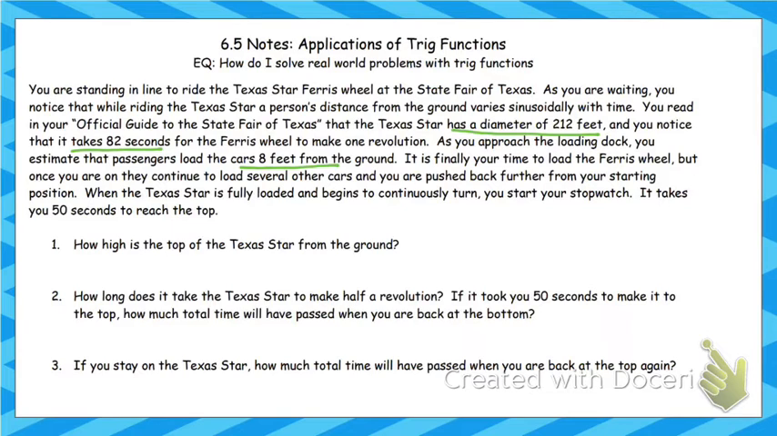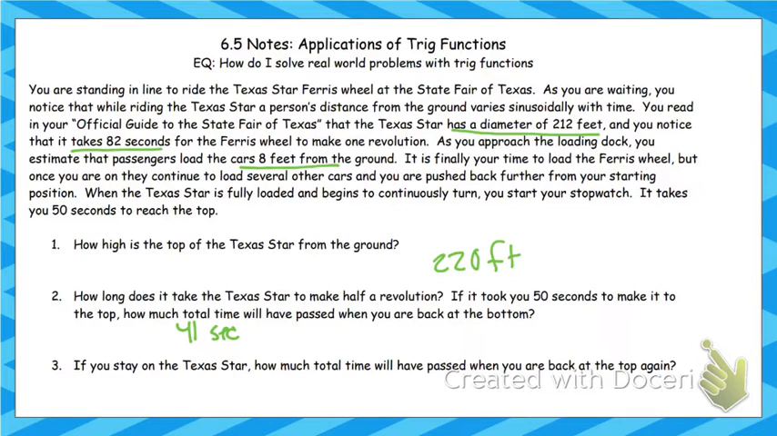So the first thing you want to figure out is how high is the top of the Texas Star from the ground? Well, if you load cars from 8 feet and it has a diameter of 212 feet, then the highest point would be 220 feet. All right, how long does it take the Texas Star to make a half revolution? So let's think about this. It takes 82 seconds for the Ferris wheel to make one revolution. Well, then if that's the case, it's going to take 41 seconds for half of a revolution.